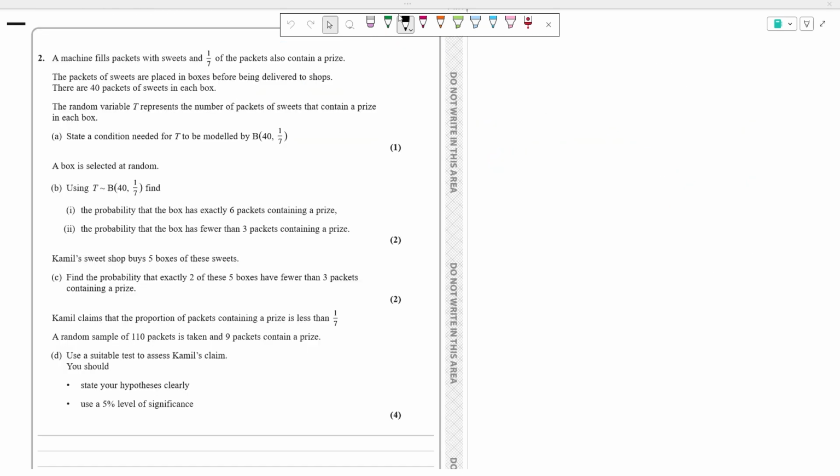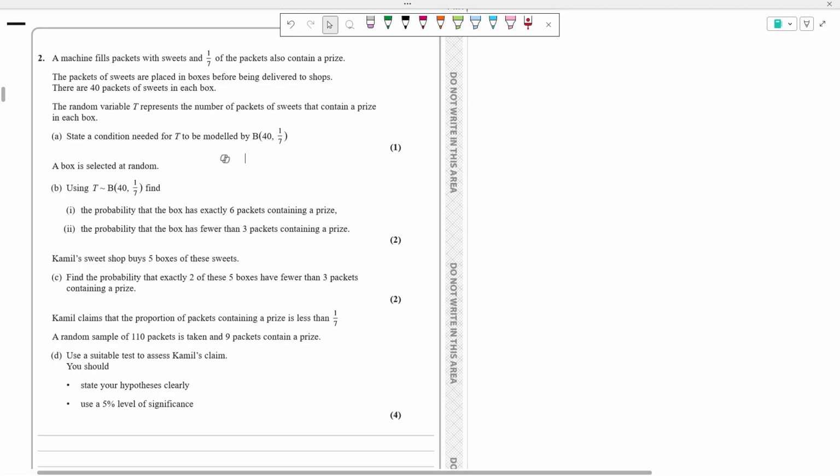Okay, for question 2, it says a machine fills packets with sweets, and 1/7 of the packets also contain a prize. The packets of sweets are placed in boxes before being delivered to shops. There are 40 packets of sweets within each box. Just by looking at this statement and this 1/7, this has already told me that it's probably going to do with binomial distribution. Part A says it can be a binomial distribution.